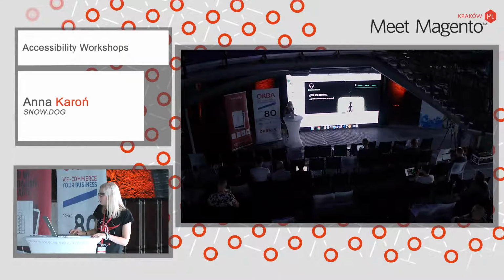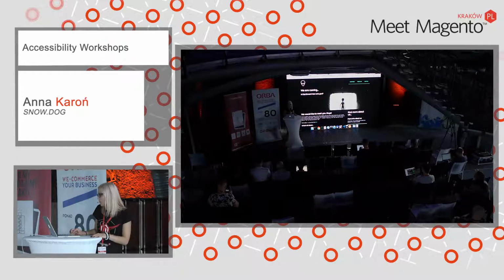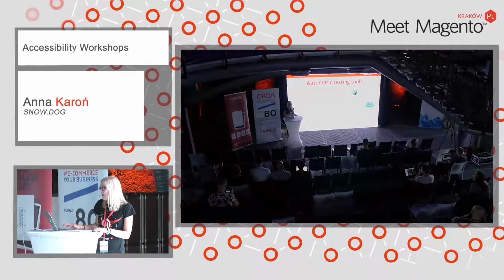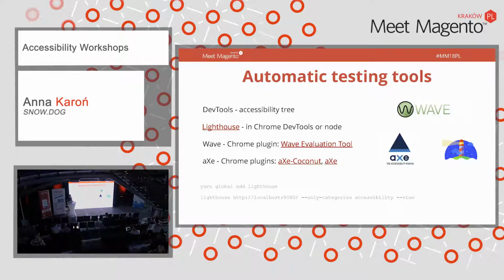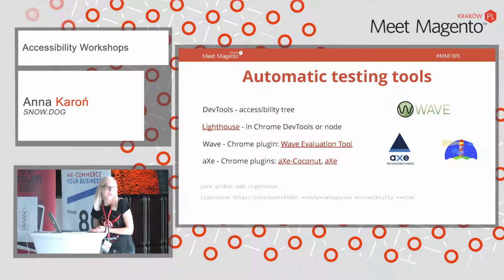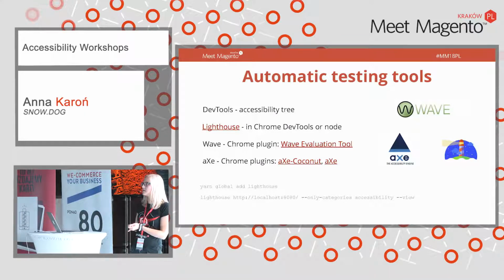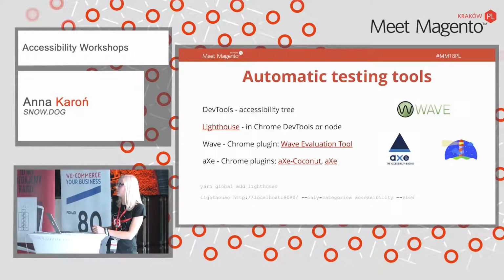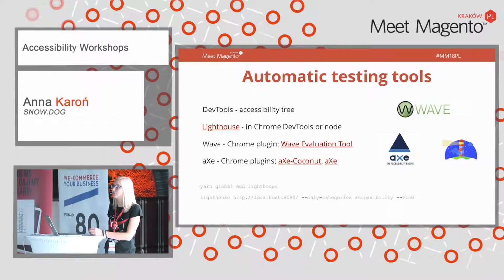Another really good automatic testing tool is Axe. Also a Chrome plugin. We have 2, Axe Coconut and Axe Core, the base one. Axe is a company really focused on accessibility, and they make a lot of tools and also a lot of articles about web accessibility, about implementation, etc. So I recommend checking it.